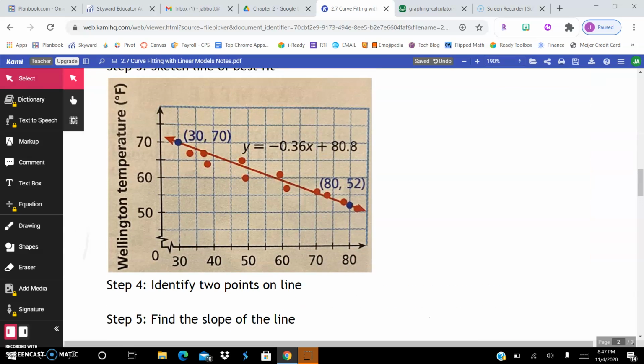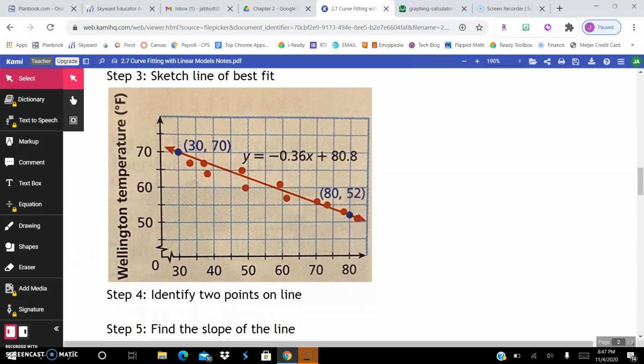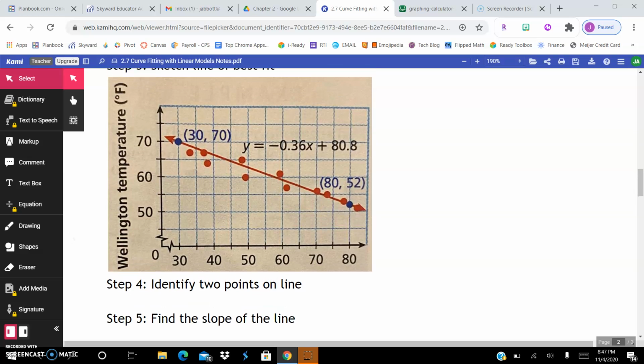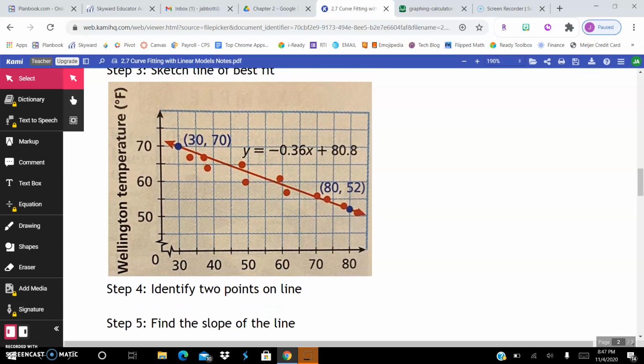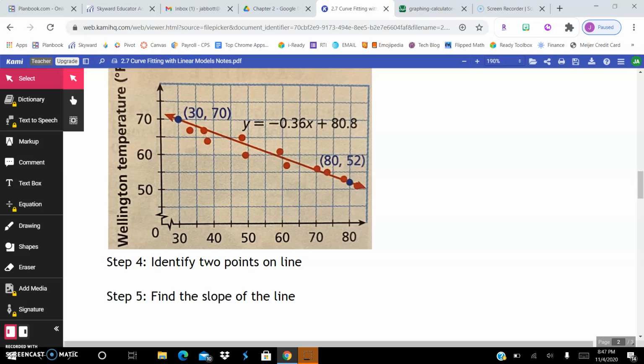And then step 3 is to sketch the line of best fit. It says sketch. It's not going to be perfect. You're going to take a ruler or straight edge of some sort and try to separate the dots so that you have the same amount on top of the line as you do underneath of the line. It is okay to go through a couple of the points, but you want to try to fit it as best as possible. And here it is drawn for you, and you can see it goes through the two blue points there.